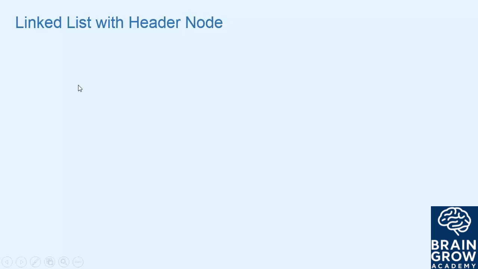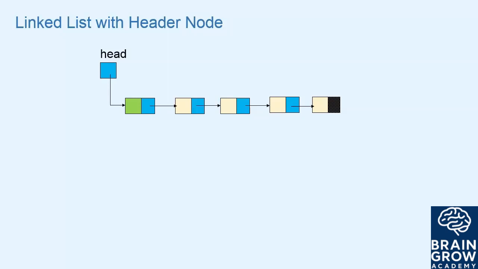In this video, we'll see how to use a header node in a linked list. A header node is a special node that is present in the beginning of the list. The link part of this node refers to the first real node of the list. So these are the real nodes of this list and this is the header node. The info part of this node can be empty, or we can use it to store some useful information about the list, like the number of nodes in the list.